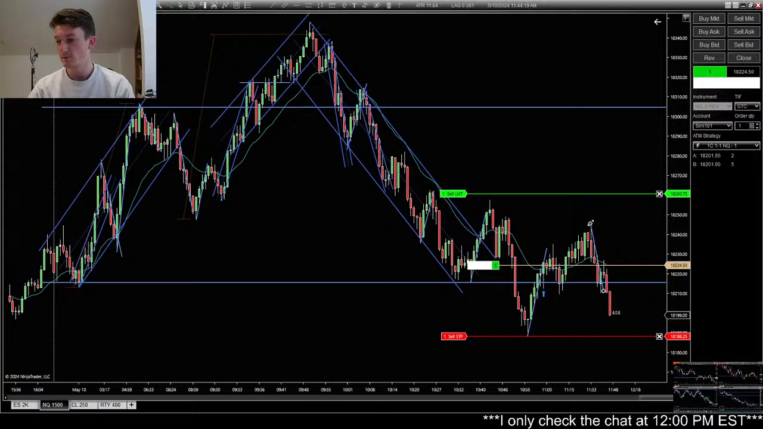Really picking up some steam to the downside on the NQ. Looking like it'll probably go ahead and stop that out there. I guess I spoke too soon about it not playing out.